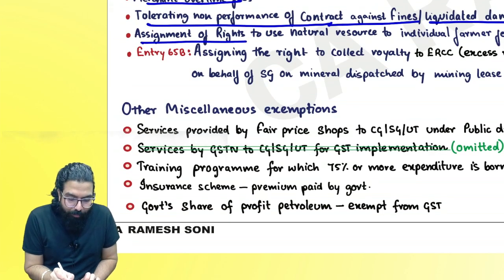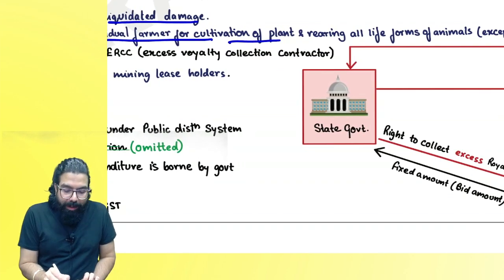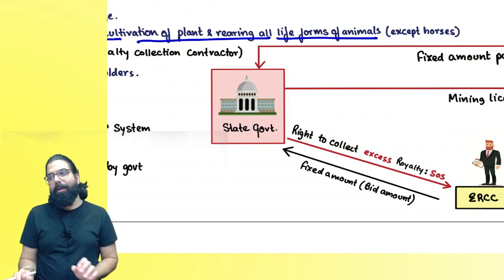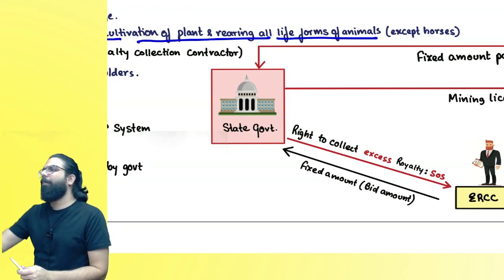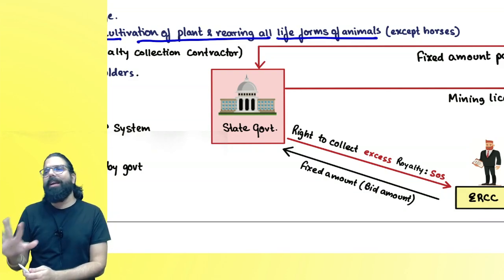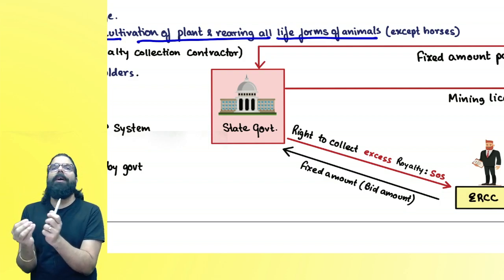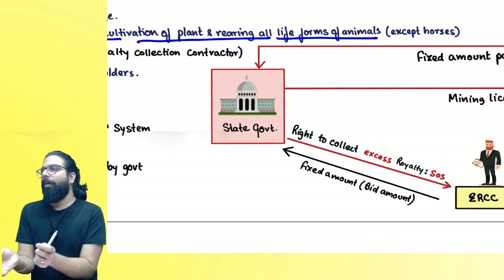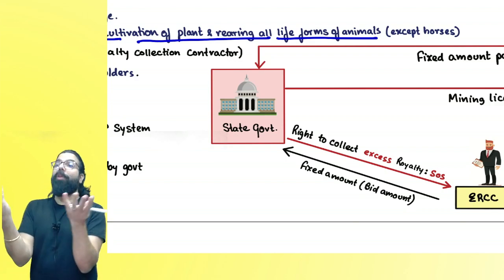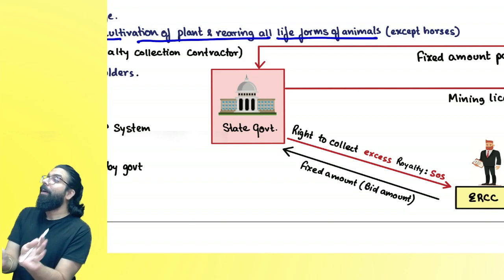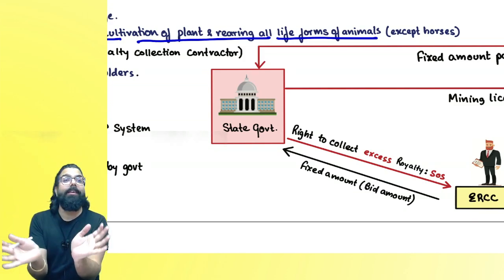Next, assigning of right to use natural resources to an individual farmer for cultivation of plants and rearing of life forms of animals. One farmer says, sir, these natural resources, might be a river flowing, might be a land, please give it to me. I want to do cultivation and rearing. You don't say growing chickens; chickens are not grown, they are reared. The good word is rearing, and rearing of a life form of animal means raising the chicken.